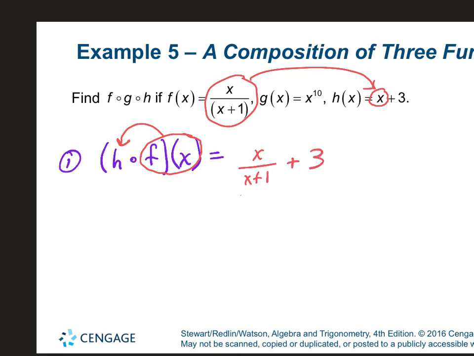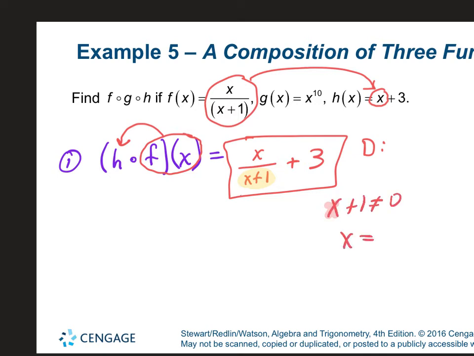Plus 3. Is there anything else I can do there to combine like terms? No, I cannot do anything else. That's it. Are there any domain restrictions? Yes, because there's a variable in the denominator. So I have to figure out what x cannot be. x plus 1 cannot be 0, so x cannot be negative 1.